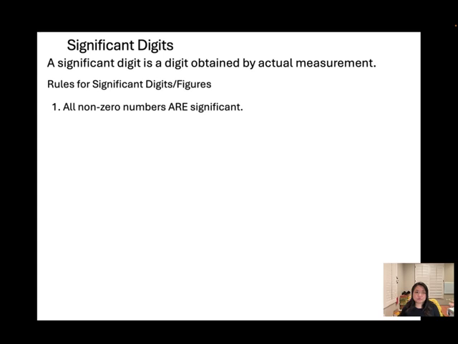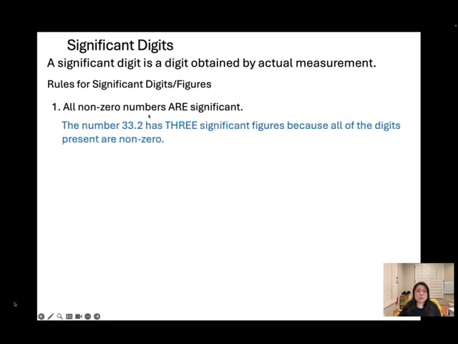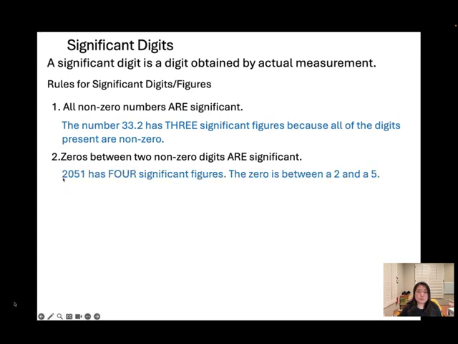First one, all non-zero numbers are significant. So if we have 33.2, we're going to say we have three significant figures, because there are no zeros in here. Second, zeros between non-zero digits are significant. So if I have 2051, since the zero is in between two numbers, we would say we have four significant figures.